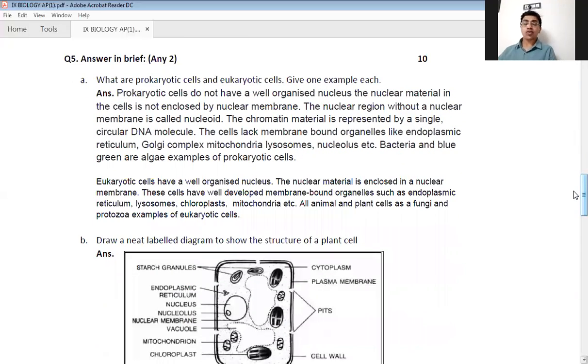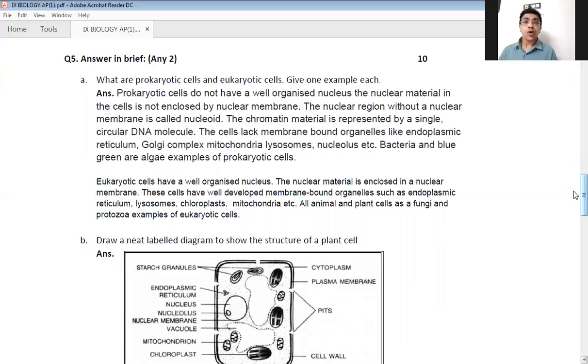In fact, the last question there is about answer in brief, any 2. It's for 10 marks, right? Let's discuss something about that. So the first question here is, what are prokaryotic cells and eukaryotic cells? Give one example each. So first of all, we are supposed to explain what are prokaryotic cells and eukaryotic cells along with one example, right?